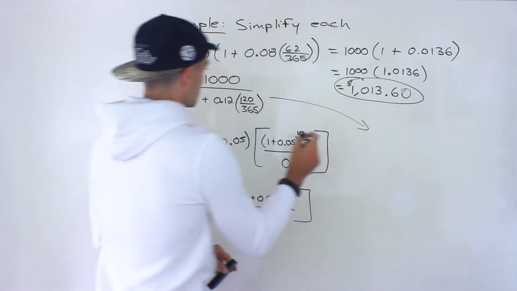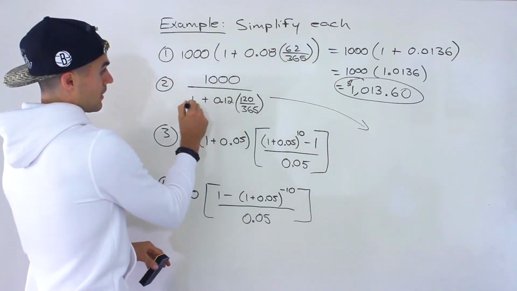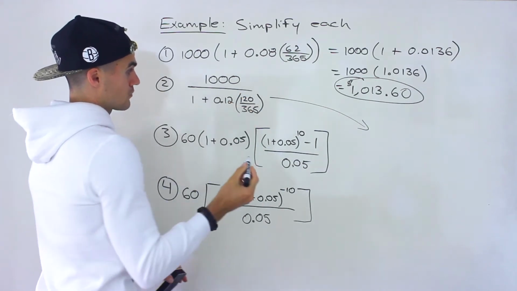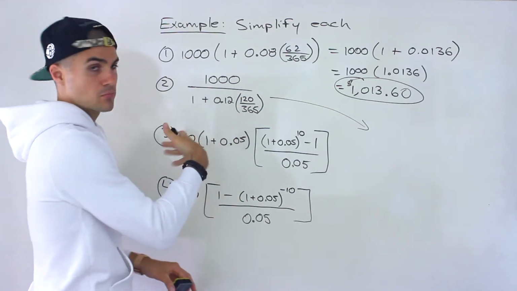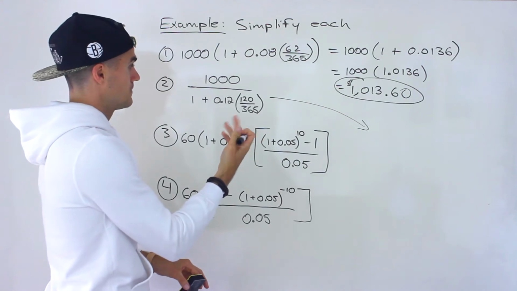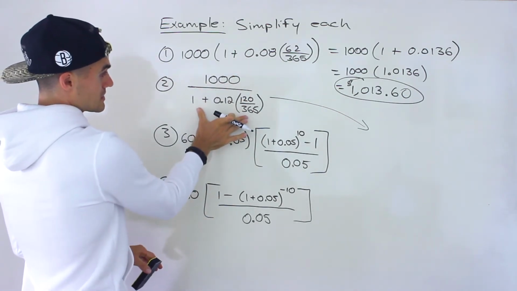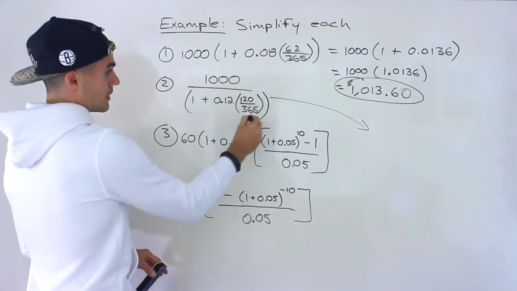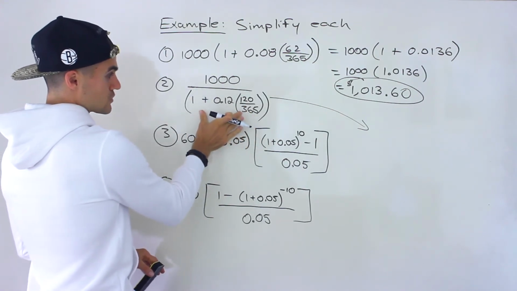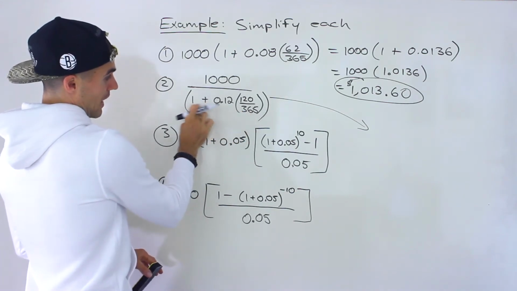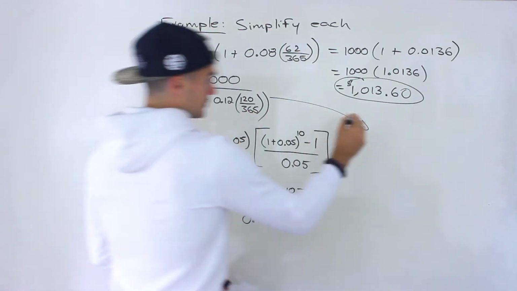Now over here, number two, we got 1,000 divided by 1 plus 0.12 times 120 over 365. This here is actually called a present value formula. And so what we would have to do, notice we got this divided by this, but this is like a big bracket over here. So we'd have to first simplify this denominator. And so before adding these, we'd multiply these two.